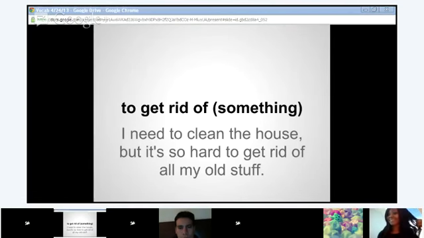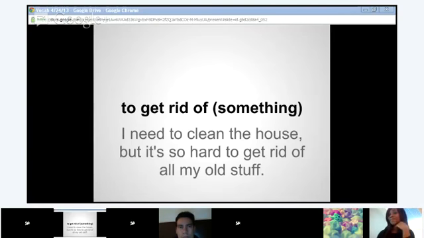To get rid of means just to remove something, if you don't want it anymore, like in this case. Right, exactly. So to remove or eliminate something. So it's so hard to get rid of all my old stuff. It's so hard to remove it or to eliminate it.